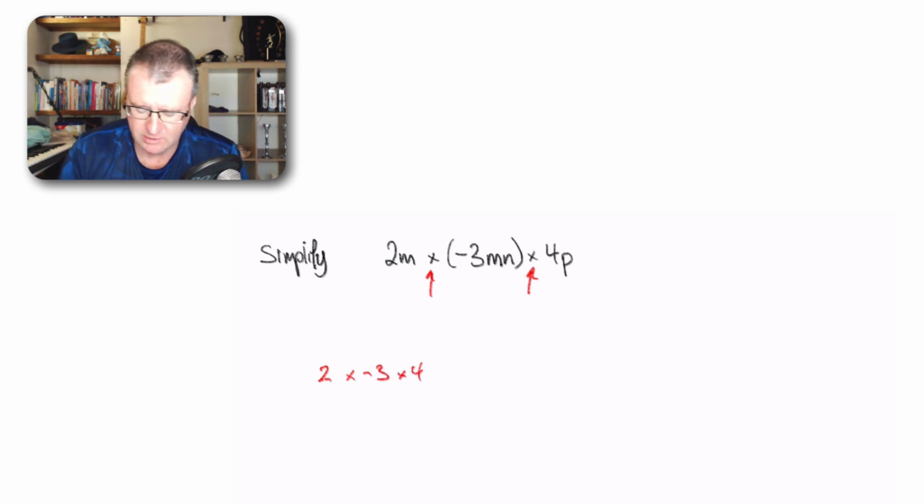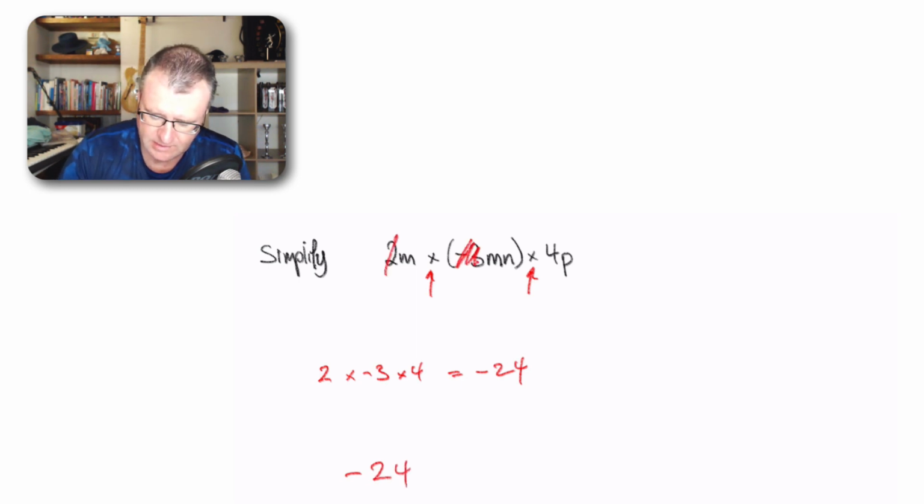And when I multiply those together, I get negative 24. Okay, you could do it in your calculator if you get stuck. So my number is going to be negative 24. Now, because I've done the numbers, I can forget about them. So let's get rid of them.